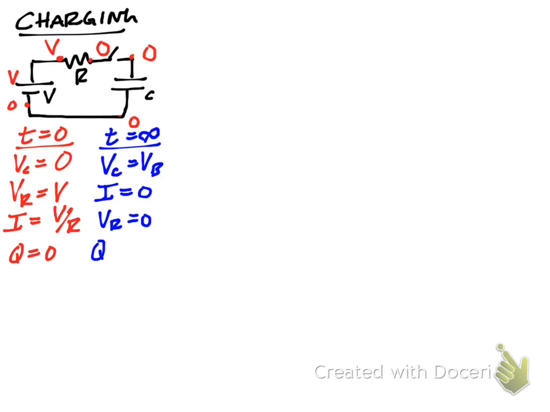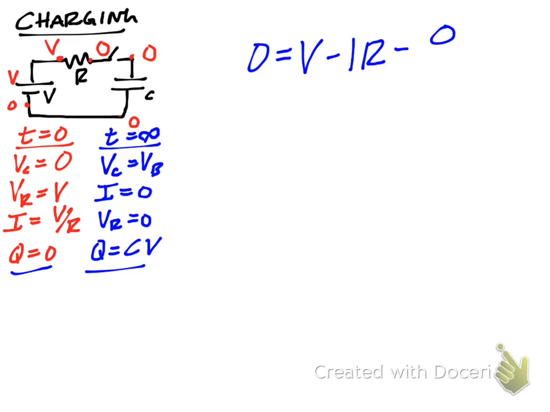And then the charge on my capacitor is the capacitance times the voltage of the circuit. So in this case of charging, here's my initial condition and my final condition. And then if we want some time in between, we're going to do a Kirchhoff loop rule. So 0 is equal to the voltage of the battery minus IR minus the voltage of the capacitor, which is going to be Q over C.